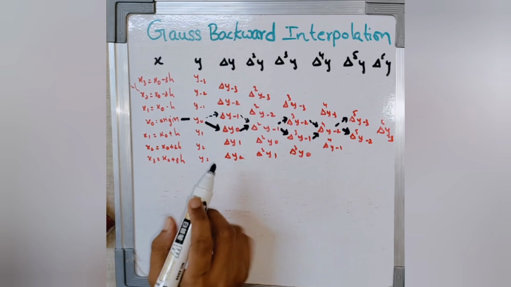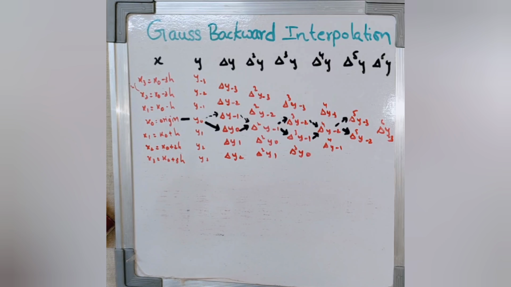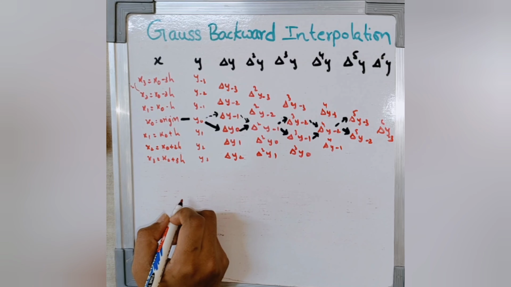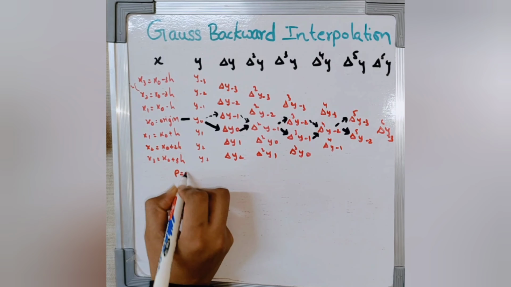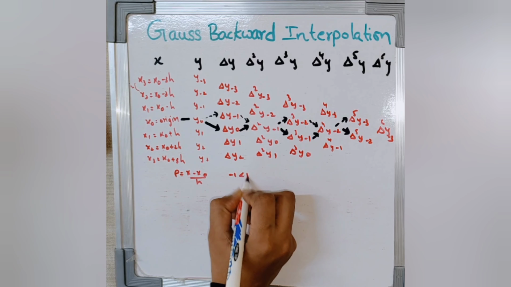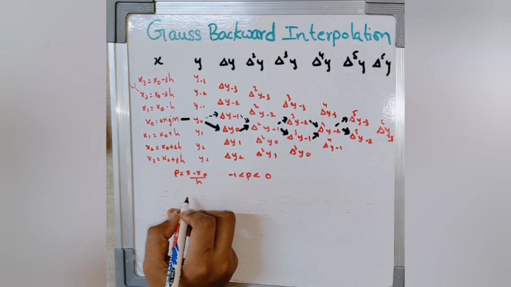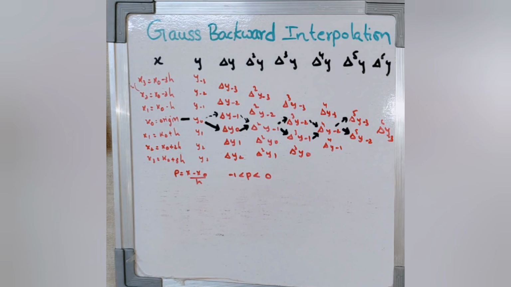So what these represent is that you have to use these values in the Gauss backward interpolation formula. So what are the conditions here? Same as the Gauss forward one only. The values of x should be equally spaced, and here the p value is (x minus x naught) by h, and the p value lies between -1 to 0. The dotted lines in the central difference table indicate the values that are to be considered.